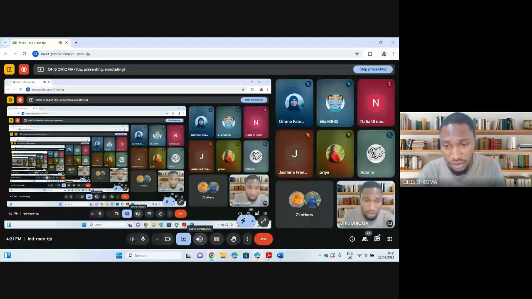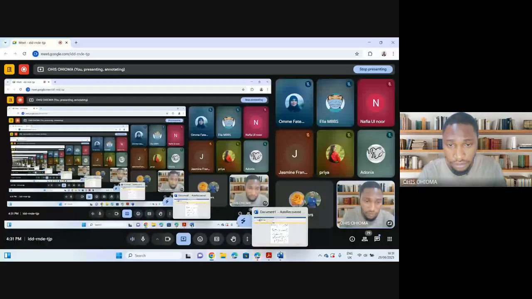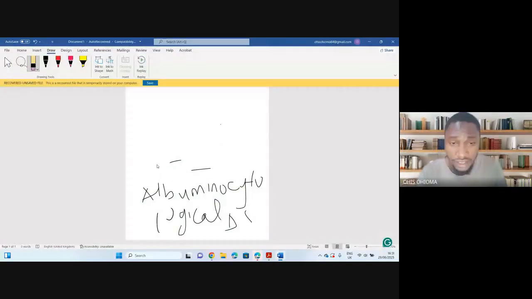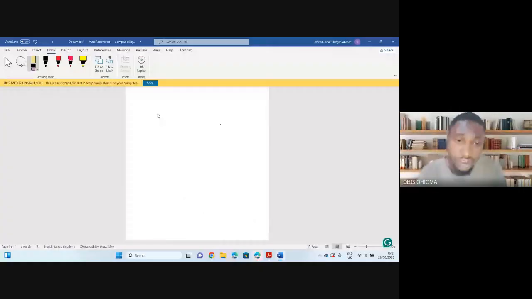Okay, so let's go further. Another demyelinating condition that is also very high yield for the exam, that I need to emphasize at this point, is CMT disease. This is known as Charcot-Marie-Tooth disease.